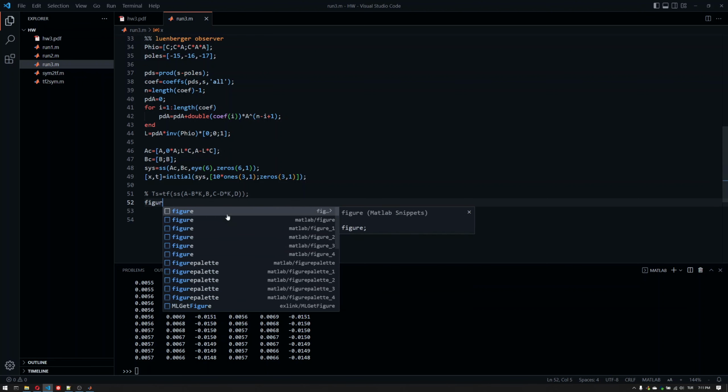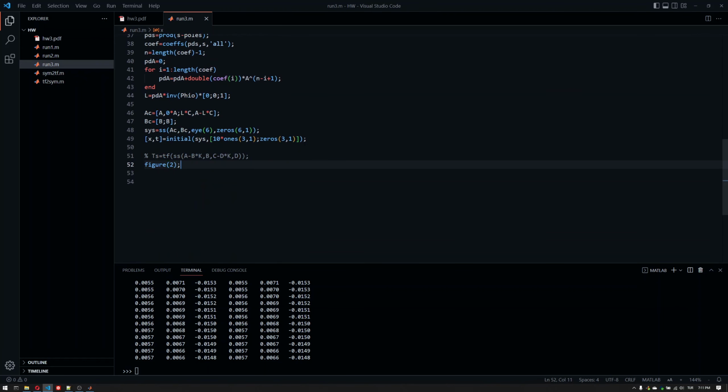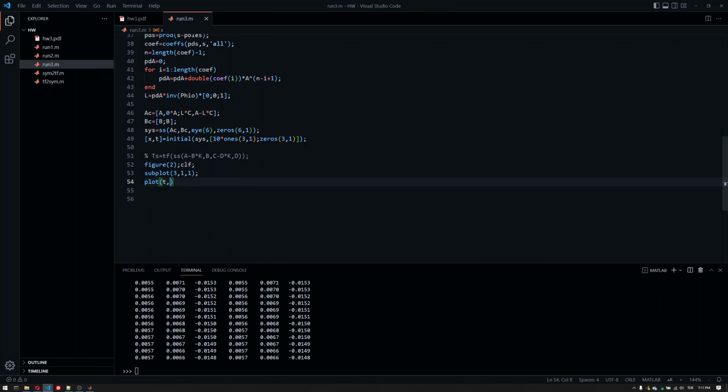So what I can do is I can just create a figure. Let's call it 2, and create a subplot 3, 1, 1, because we have 3 states. And I'm going to plot t, comma, all the columns, first column, line width of 2. Because this will be the state of the system, this will be the observer, plus 3 should be okay.